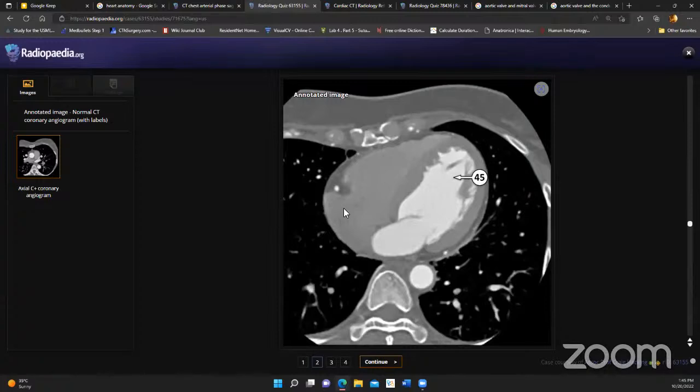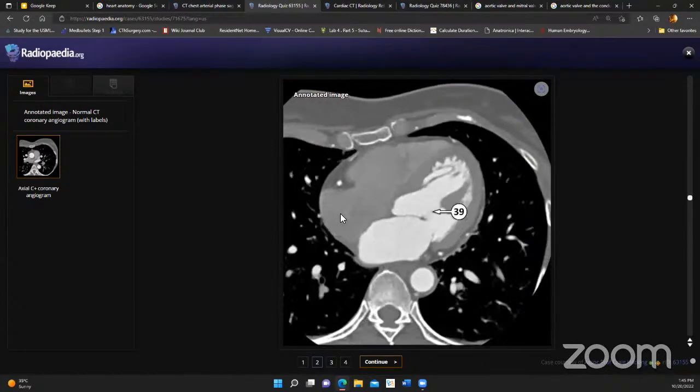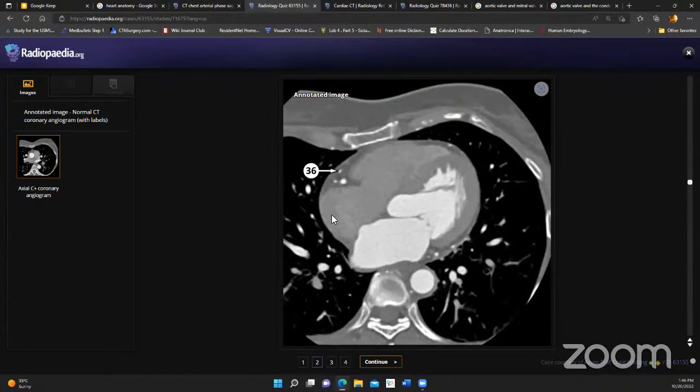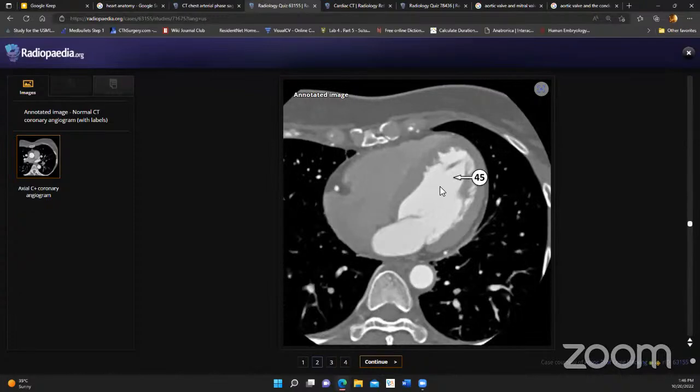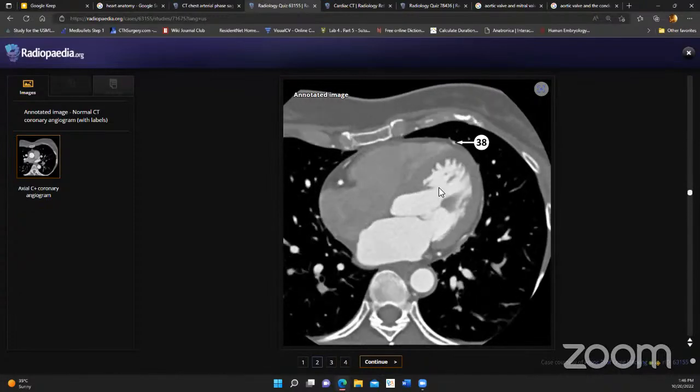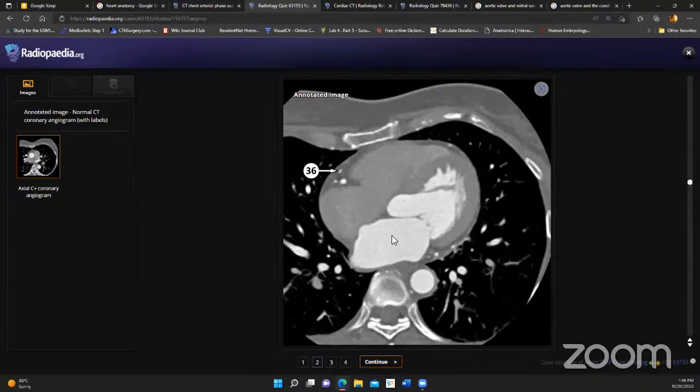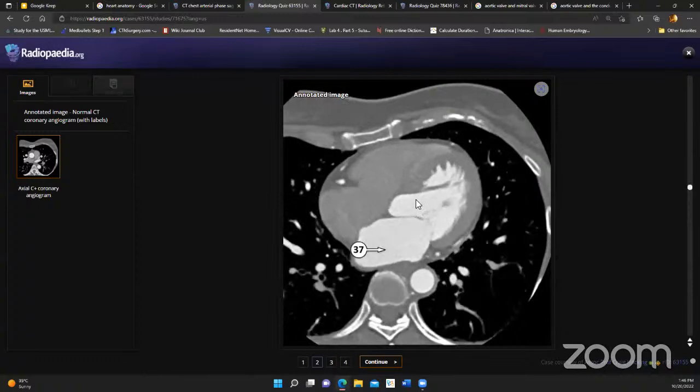Afterwards, it comes here, the right atrium. This is a venous phase, so the contrast is not very clear, only on the left side. But you can see the right atrium is the next chamber closer to the chest wall. Afterward, you have the LV. If my pointer is not clear, you can stop me. And this is the LV. The most posterior structure is the left atrium. So these are the relationships of the chambers.